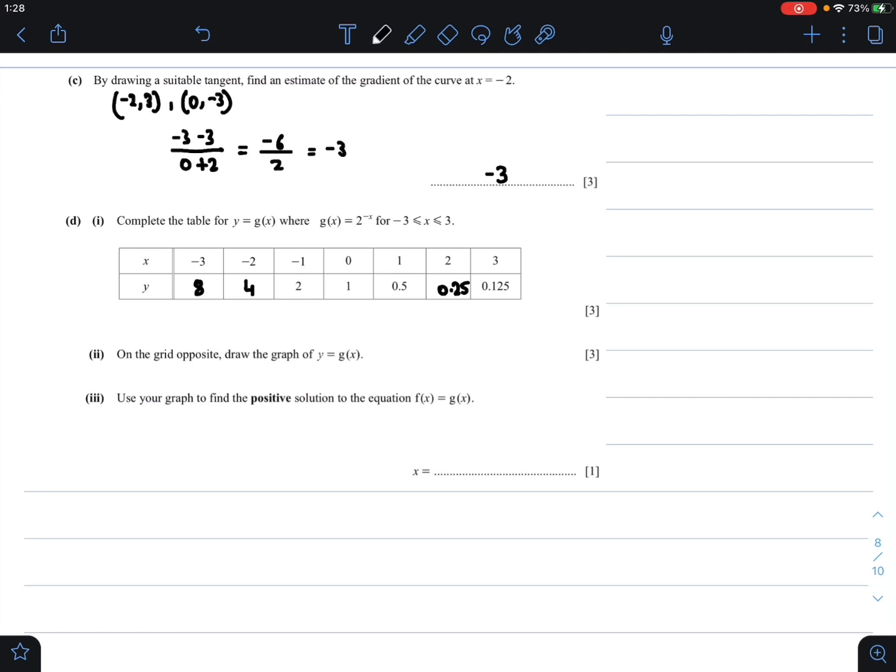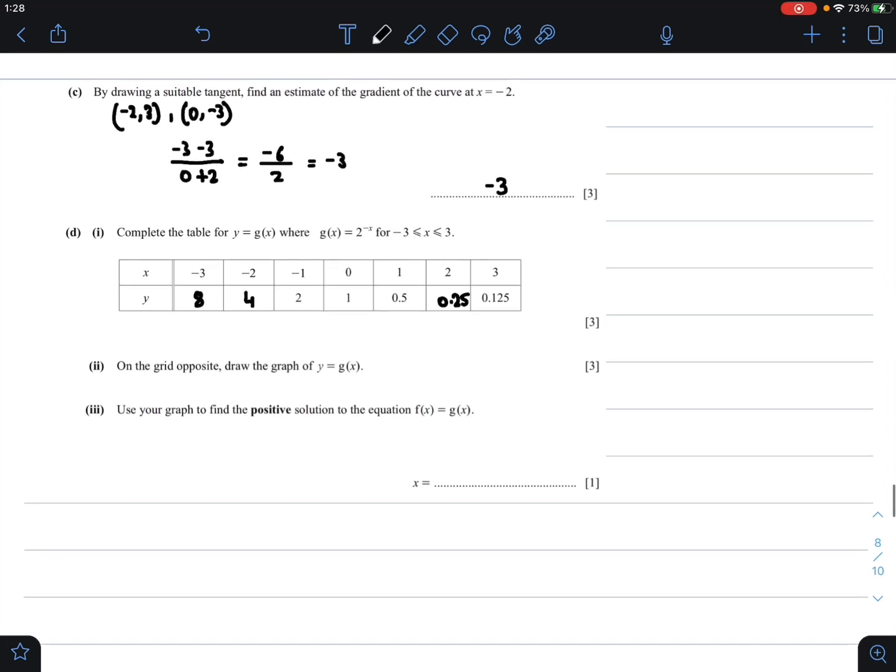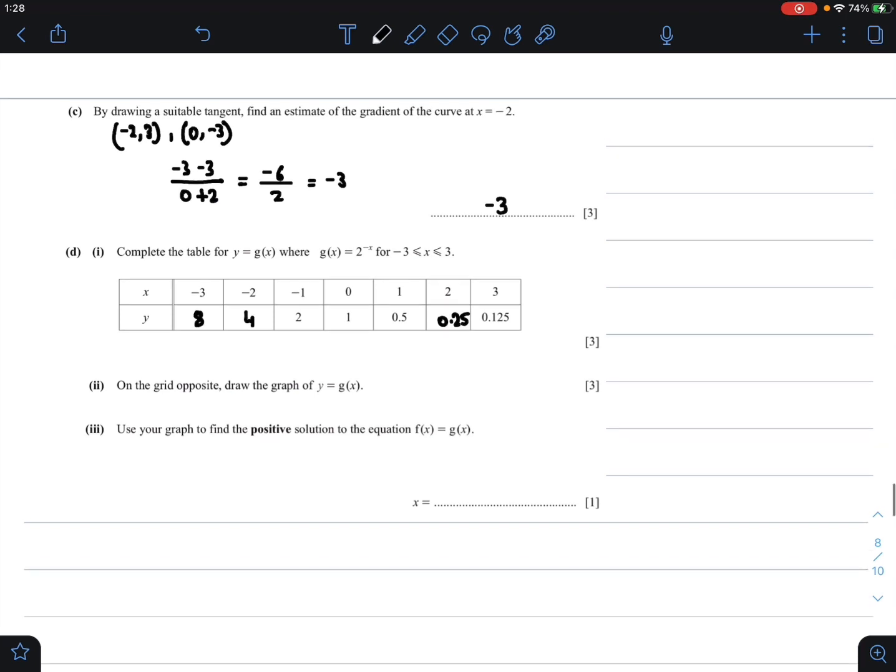Now let's move to part D2. For part D2, they are asking us, on the grid opposite or above, to draw the graph of y is equal to g(x). So now we have the coordinates, we have everything that we need essentially. So let's plot the points first and then we'll join the dots.